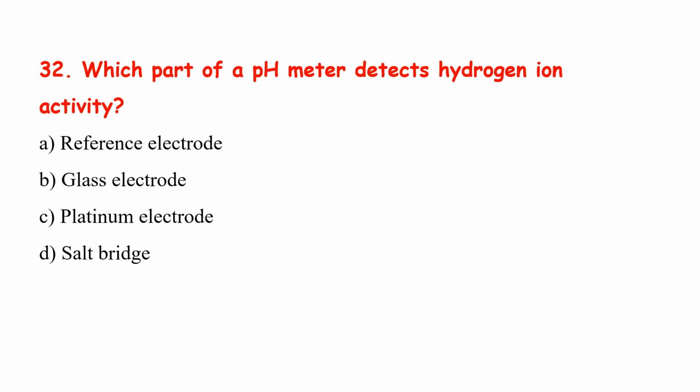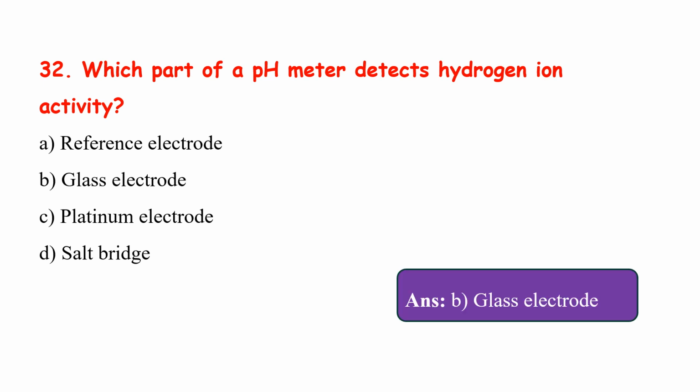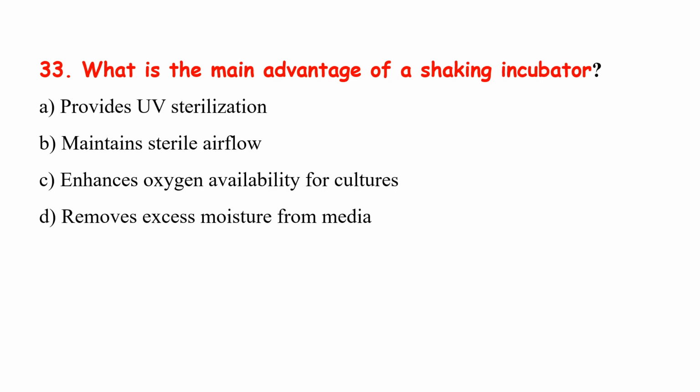Which part of a pH meter detects hydrogen ion activity? Reference electrode, glass electrode, platinum electrode, salt bridge. Correct answer, glass electrode. What is the main advantage of a shaking incubator?